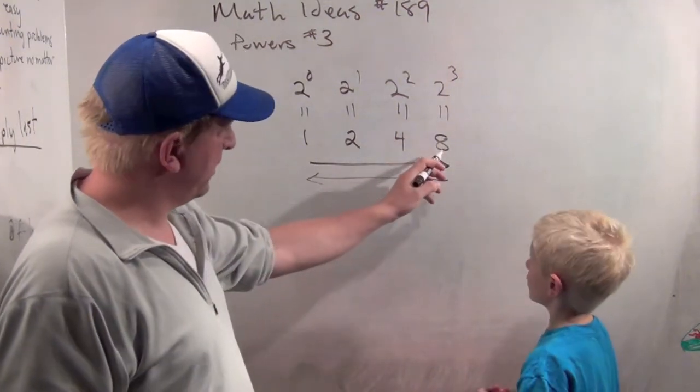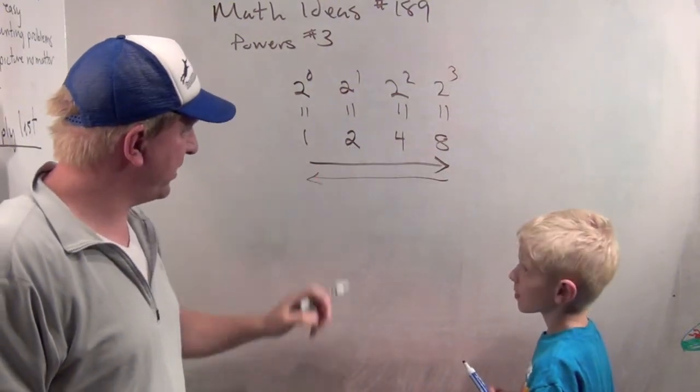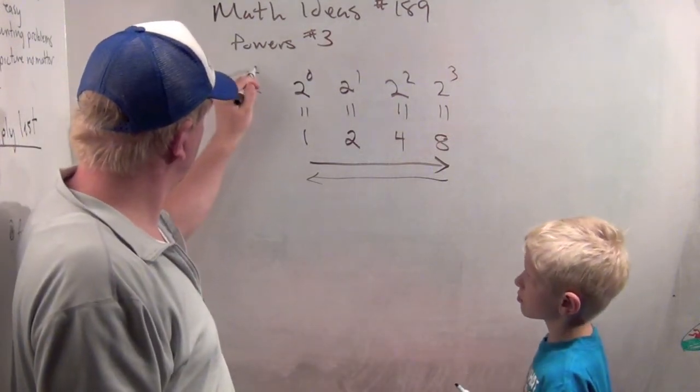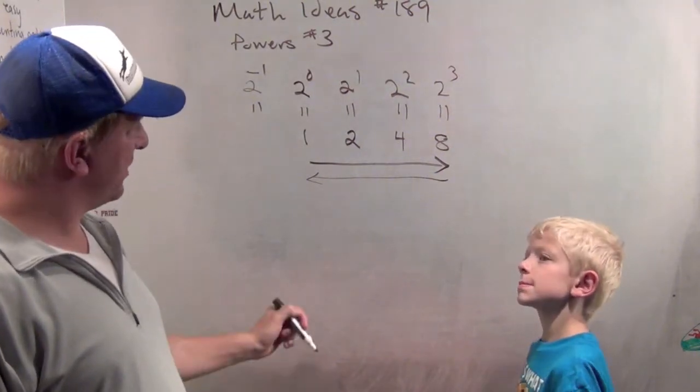We divide by 2. 8 divided by 2 is 4. 4 divided by 2 is 2. 2 divided by 2 is 1. What if we go this way? 2 to the minus 1. Well, let's keep dividing by 2.